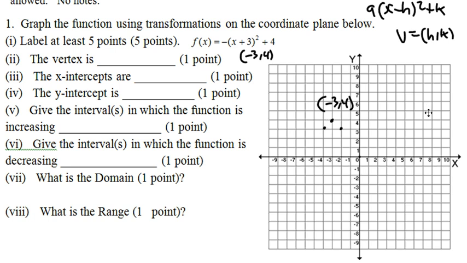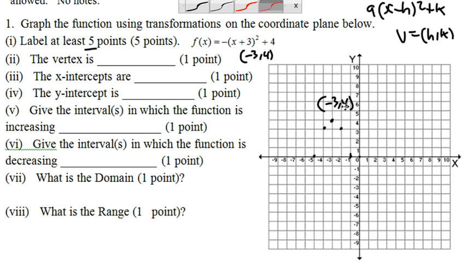There's another point. And then I go over 2, up 4 times a. But my a is negative 1, so I go over 2, up 4 times negative 1. Since 4 times negative 1 is negative 4, I'm going to go down 4. So there's a point right there, and there's a point right there. And it says label at least 5 points. I have 5. So this right here is enough information for me to graph this.